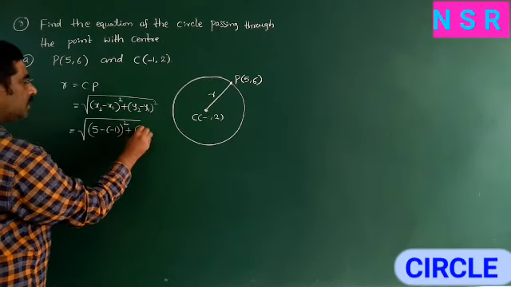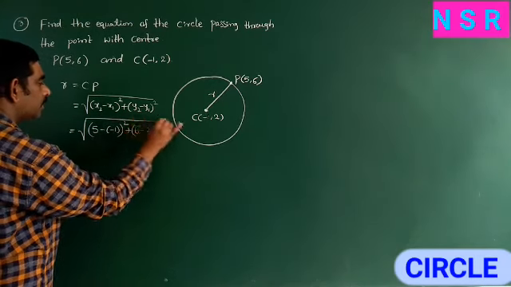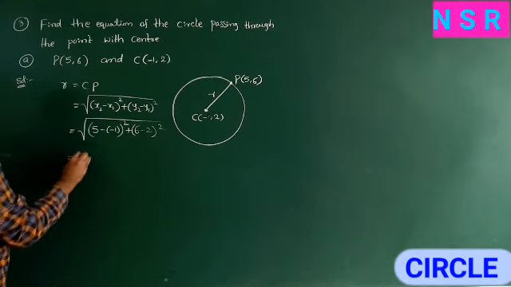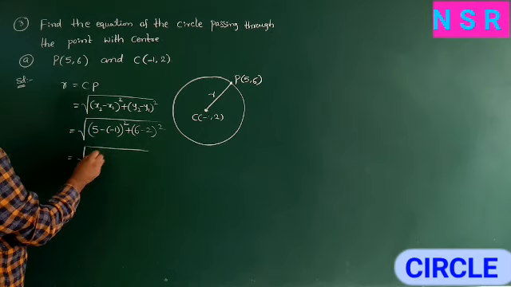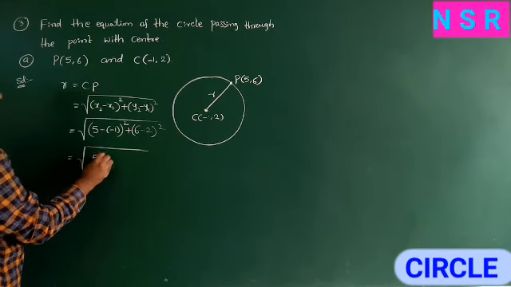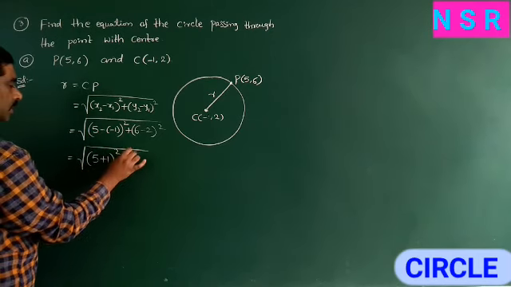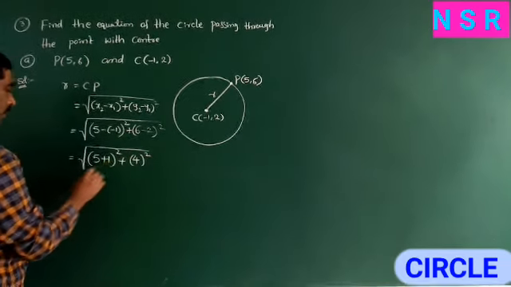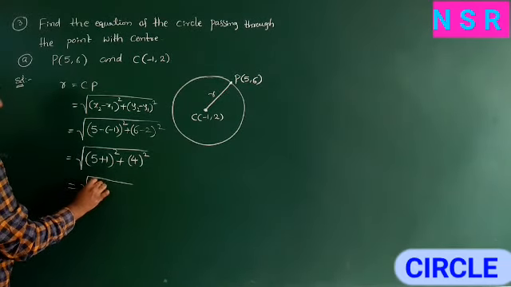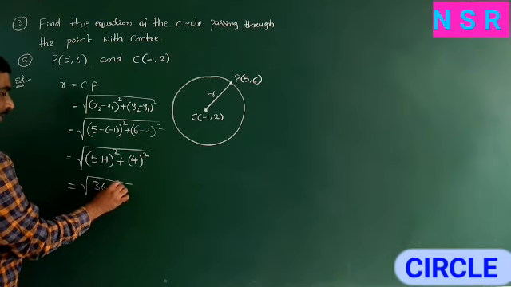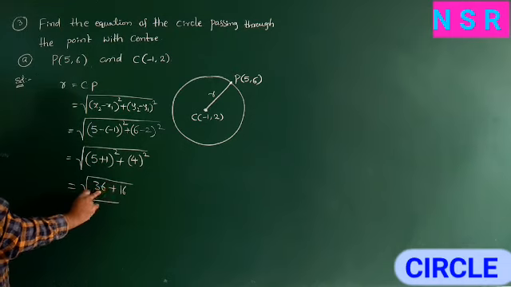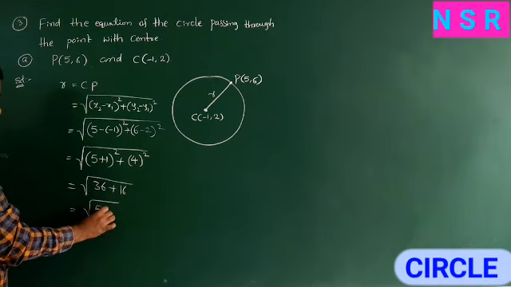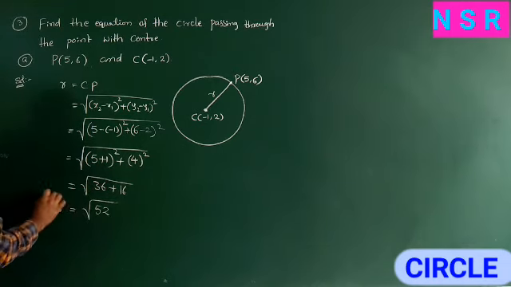plus (6 minus 2) whole square. Now equal to square root of 5 minus of minus 1 plus 1, so 5 plus 1 is 6. Here 6 minus 2 is 4. 6 square is 36 and 4 square is 16. Now under root of 36 plus 16 is 52. So this is the radius: r is equal to square root of 52.